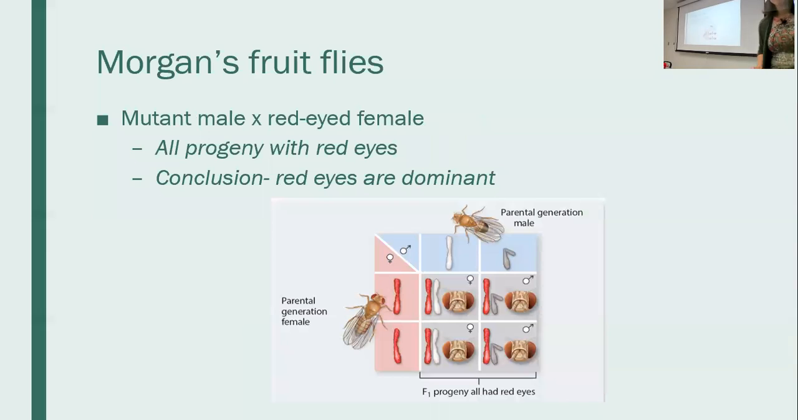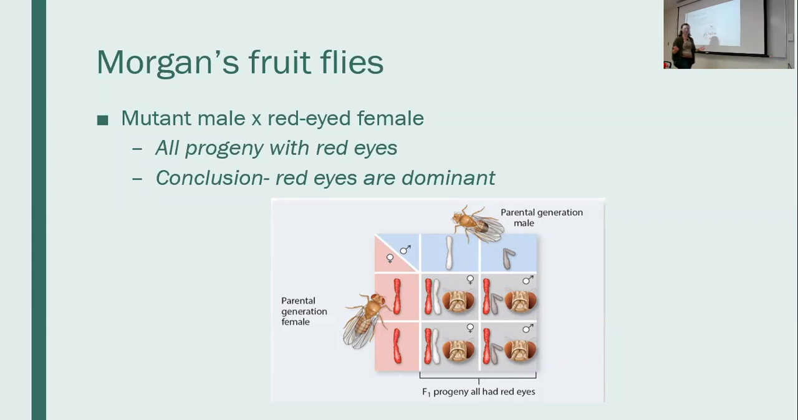So he took this mutant male, this white-eyed male fly, and he crossed it with a red-eyed female, right? Just like Mendel started, you've got your two true breeding individuals, you breed them together. And like we would expect, all our F1 progeny had red eyes. So we concluded that red eyes were the dominant trait. That seems normal, right? That's what happened with pea plants. If you crossed a white pea plant and a purple pea plant, you got all purple pea plants.